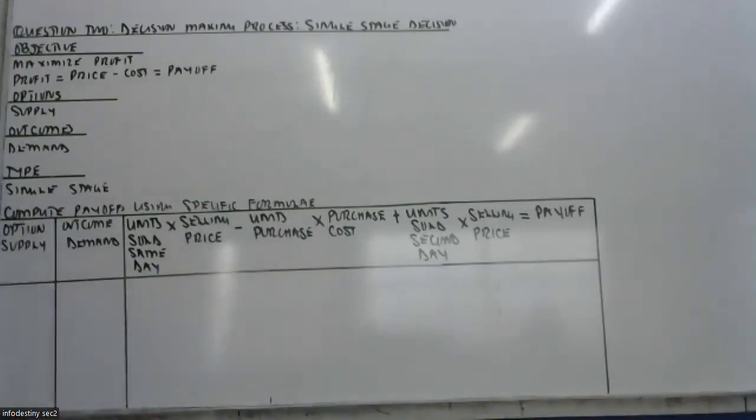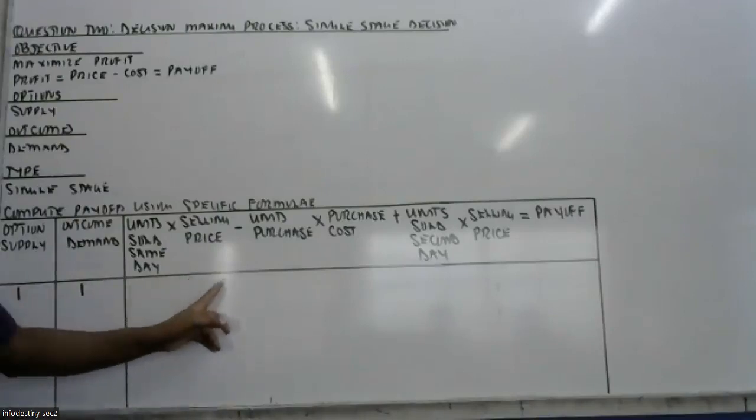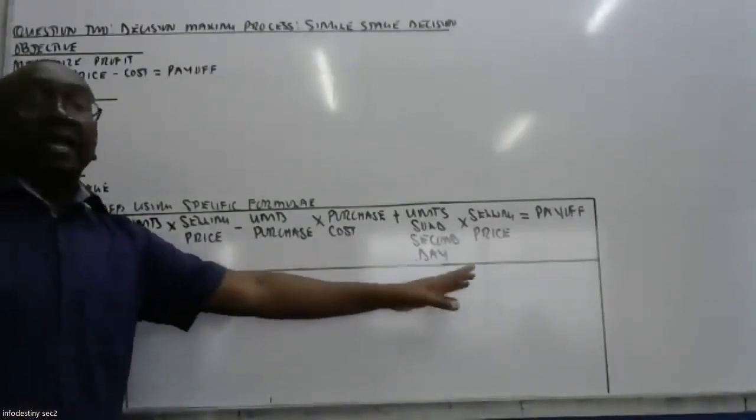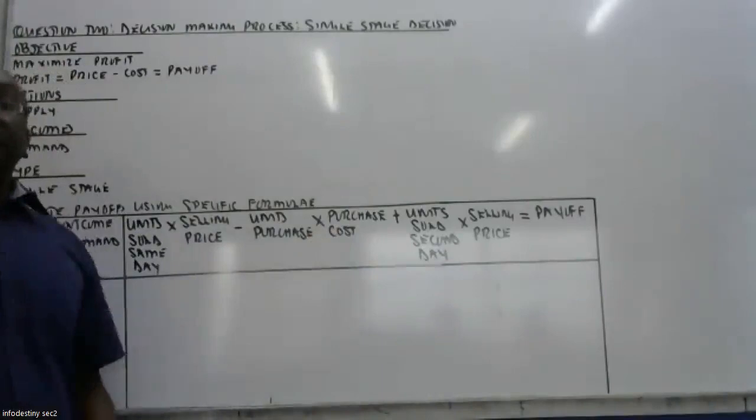So, nataka na tuende haraka. Option 1 is you can buy 1 cake. Now, if you buy 1 cake, demand turns to be 1. Demand is 1. You can avoid the signs, because already the formula is there. We will be writing these figures directly below these words.